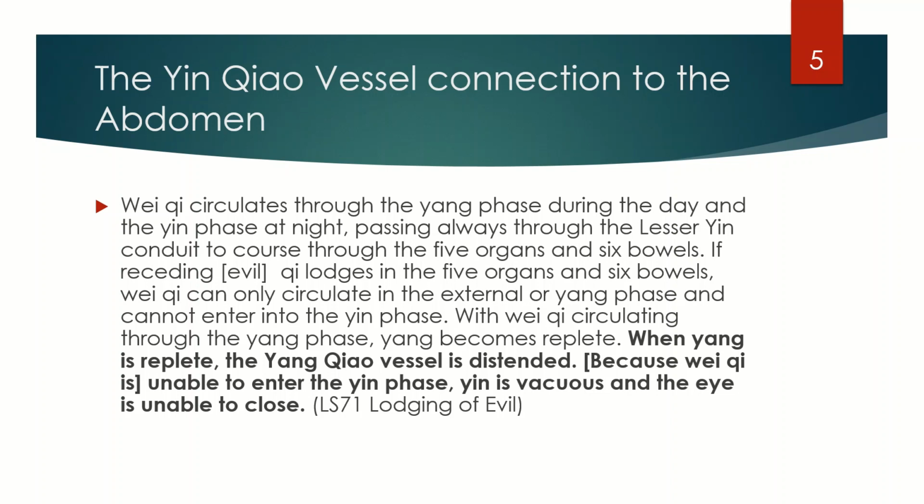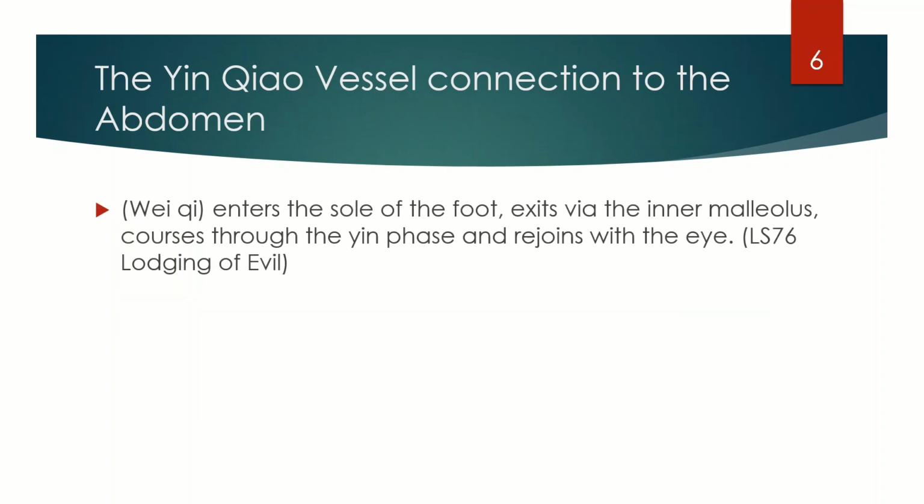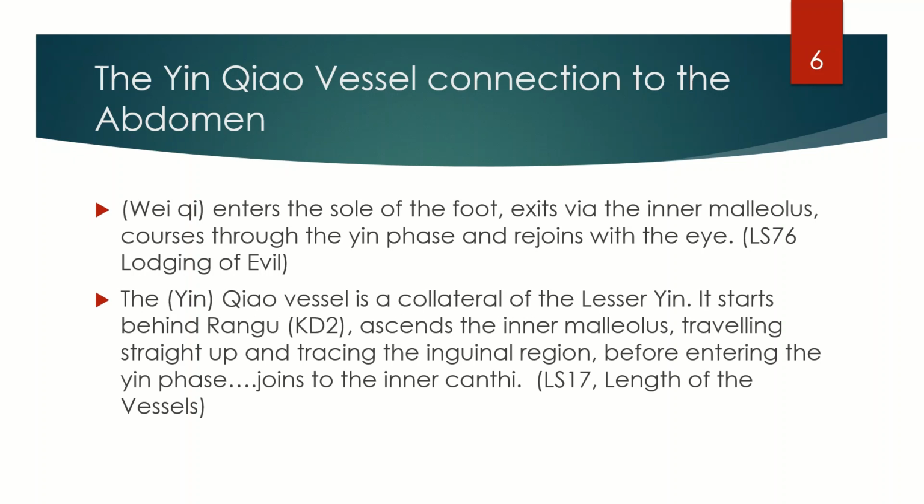The Yang Qiao vessel becomes deranged. There's going to be a problem with the Yang Qiao vessel. There could easily also be a problem with the Yin Qiao vessel. So it's connecting this movement of Wei Qi from the Yang phase into the Yin phase via the lesser Yin so-called conduit that comes from Unshold, and it connects it to the Qiao vessels. So that's one place where we see it. Now we also see another place.